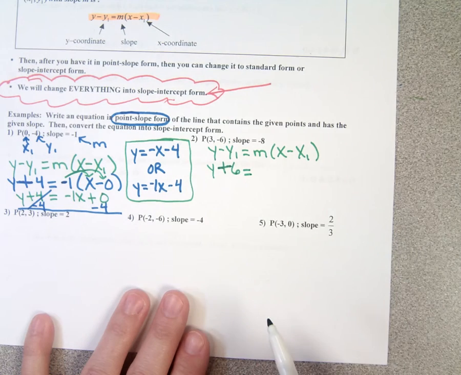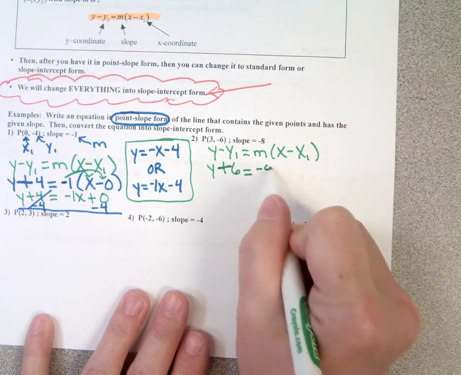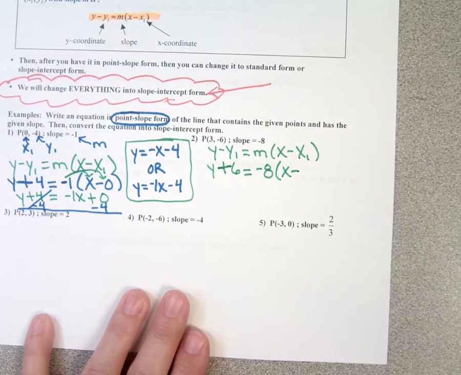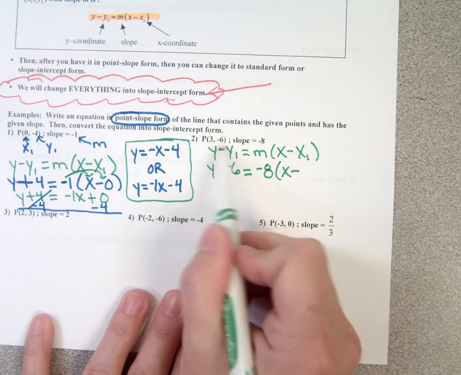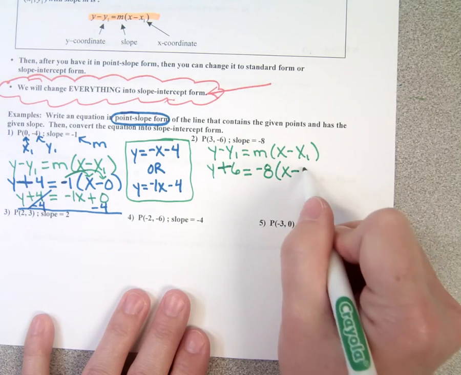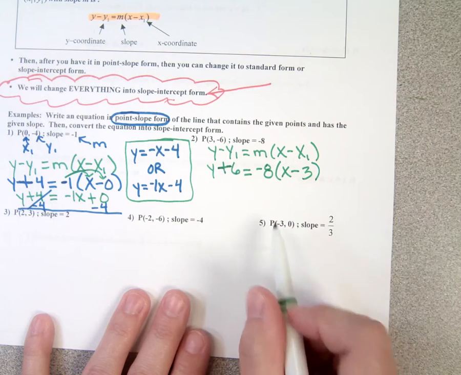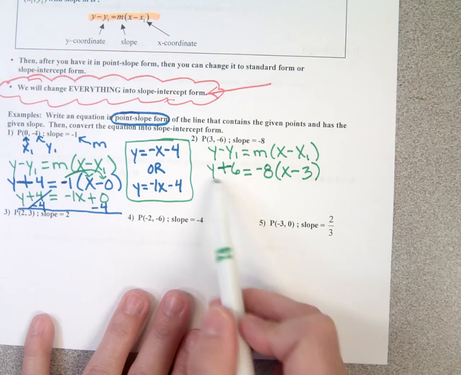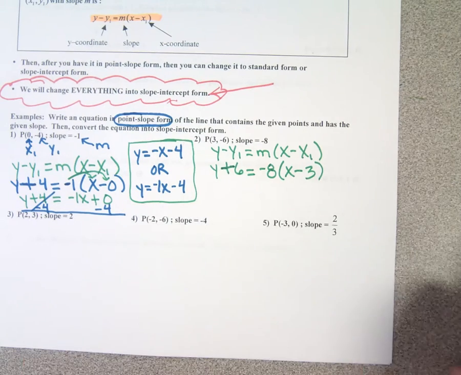And then equals, which one's the slope? -8. And then in parentheses, it always goes x minus. Which one's the x coordinate? 3. So I put the 3. So it always goes y minus, x minus.